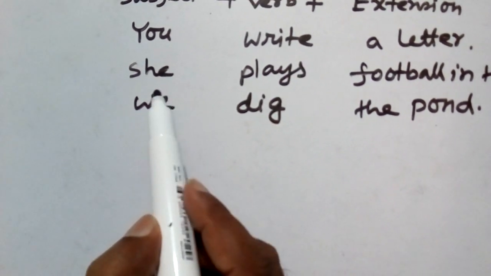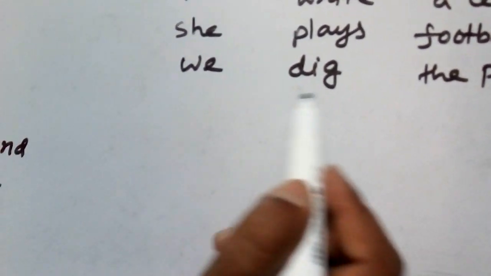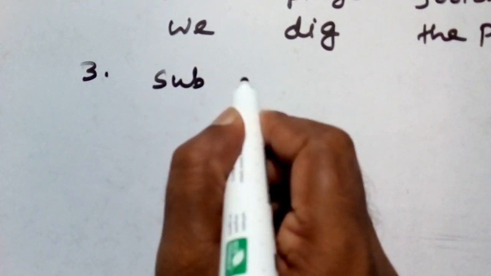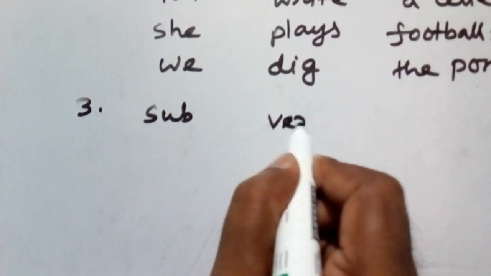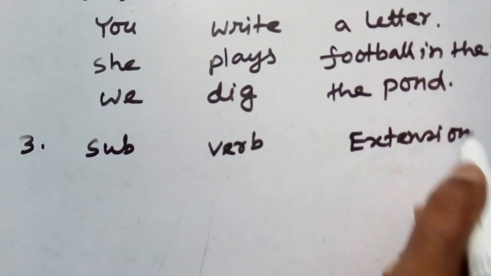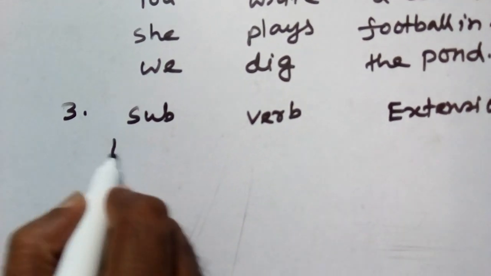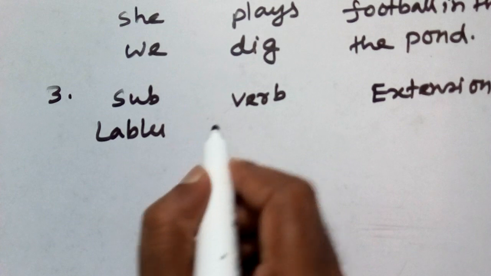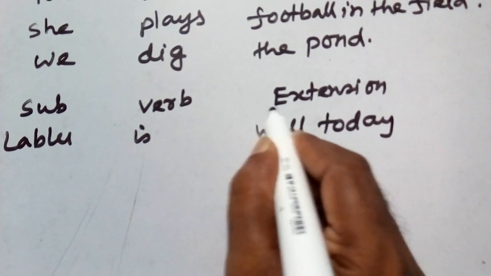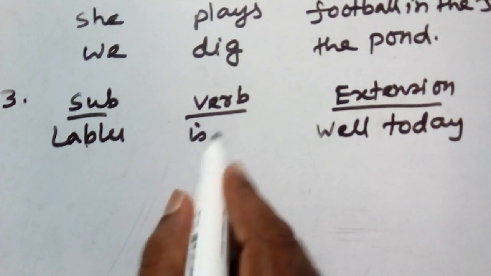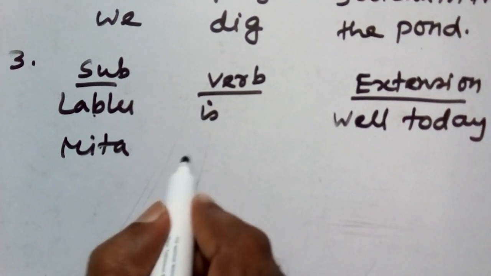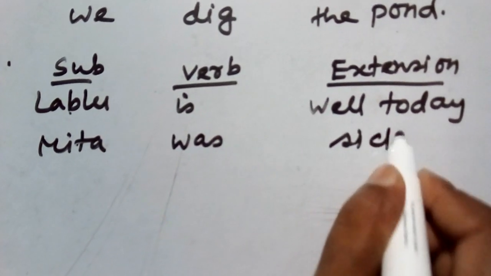প্রিন্সিপাল ভার্ব যুক্ত অ্যাফার্মেটিভ সেন্টেন্সের স্ট্রাকচারগুলো সাধারণত এভাবে হতে পারে। Number 3, we can write in structure subject verb extension. And here Lablu is ill today. So here Lablu subject, verb is, and ill today it is extension. Mita was sick.